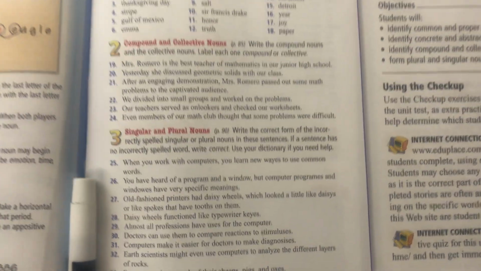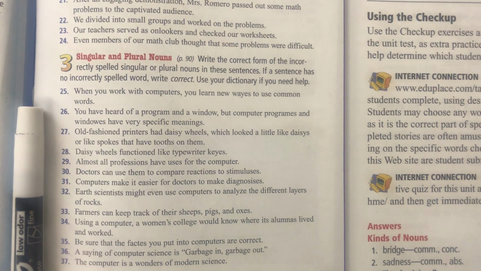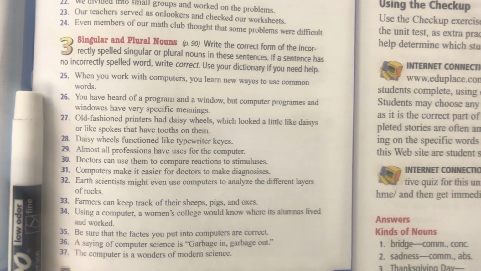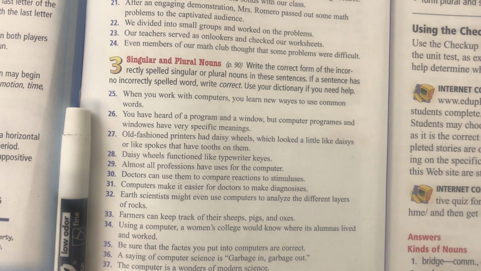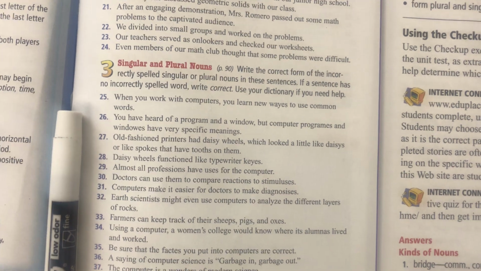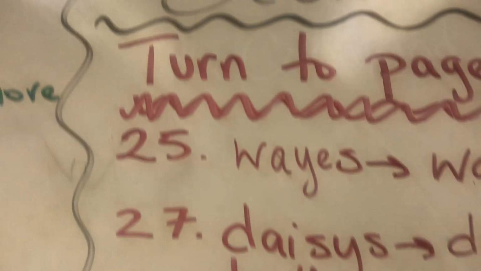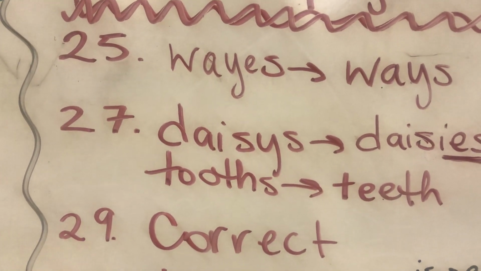Alright, so let's go to 29. Remember, I'm skipping the evens, but you are doing them yourself. You can pause the video. So 29. Almost all professions have uses for the computer. So I'll give you guys a second to identify incorrectly spelled words. But of course, there are none in this sentence. So make sure you write correct for 29.